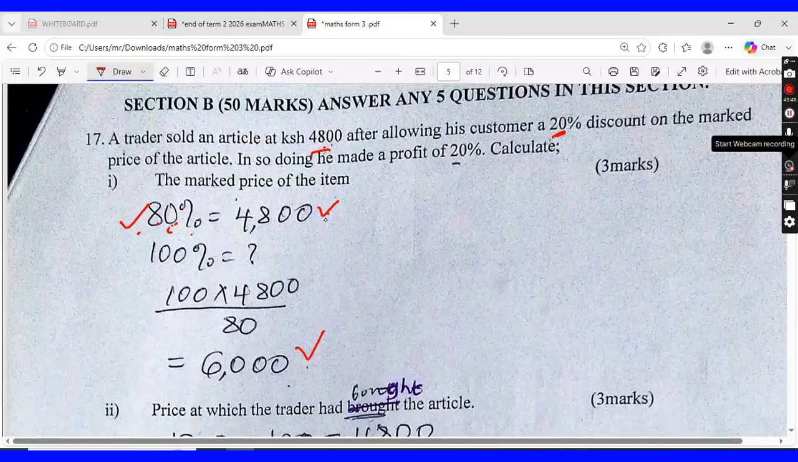80% is equal to this, 100 ingekuwa ngapi? So angeuza 6,000 kama huyo mtu angebagin ama angempea discount. The price of the article to trade about. So the price ya yeye alinunua kama angeuza hii, lakini sasa ameuza 4,800, lakini mwanzo alikuwa anasema anataka kuuza 6,000. Tunataka kujua yeye alinunua ile item pesa ngapi.